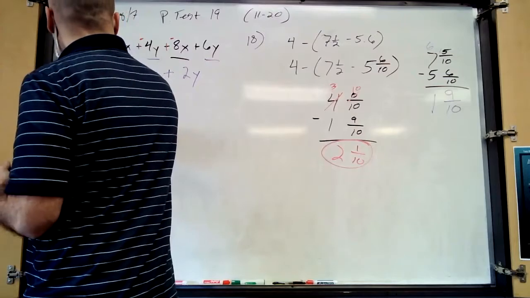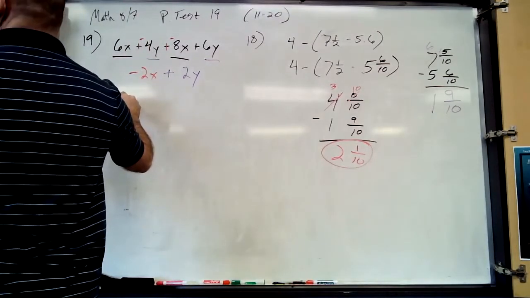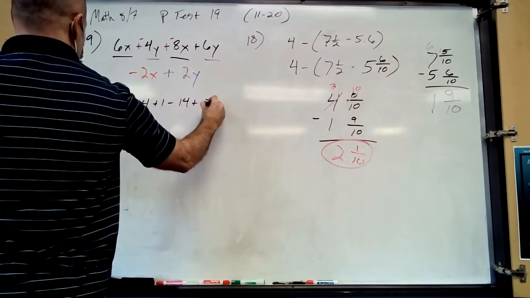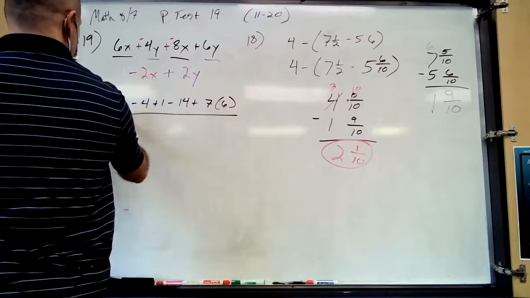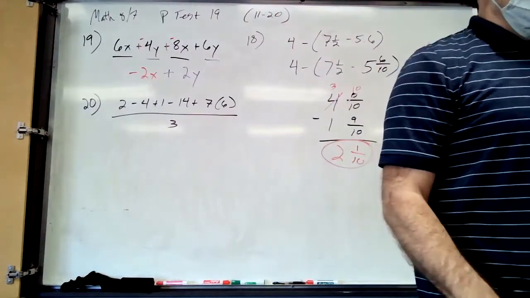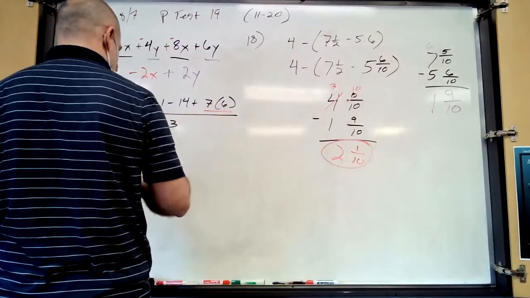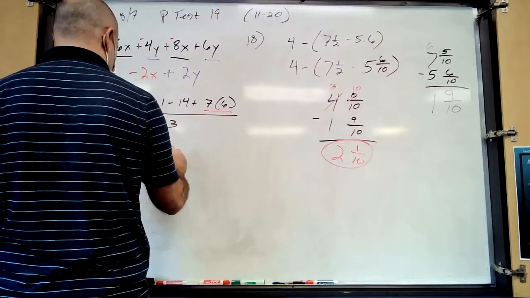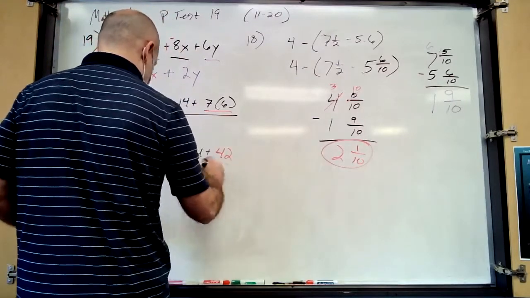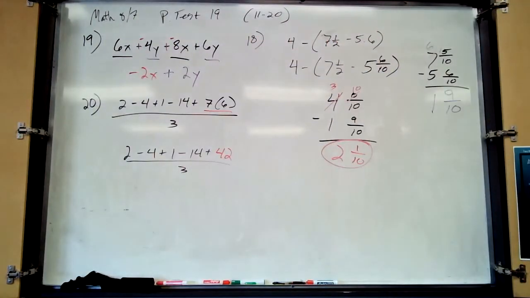So number 20, last one. So we got to do the top, and then we divide by 3, right? What do you do first on the top? You multiply. Yeah, this 7 times 6, right? That's just 42. So we got 2 minus 4 plus 1 minus 14 plus 42. Still all over 3. So let's get that top simplified.